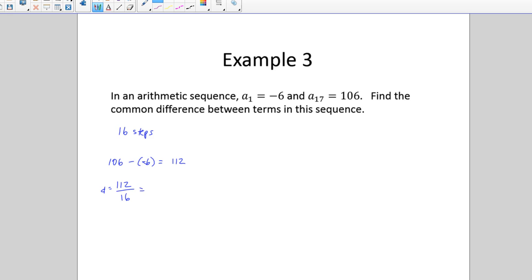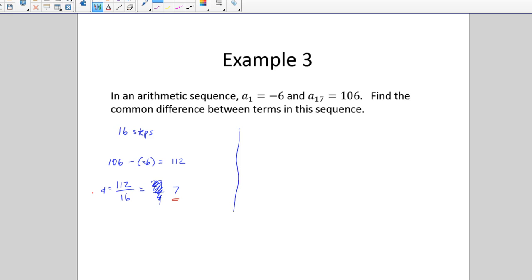And if you simplify that, you can divide top and bottom by 4, and that gives you 29 fourths. Actually, I'm not sure what I was thinking there. Scratch this out. 112 divided by 16 is actually just 7. So our common difference would be 7 in this case.